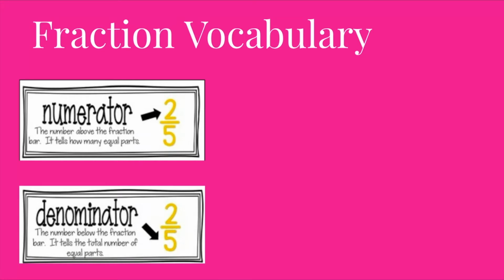For example, if you have a pizza pie and you cut that pie into 5 equal pieces, the numerator would tell you you ate 2 of the 5 pieces. The denominator would tell you the pizza pie was cut into 5 total pieces before anyone ate it.